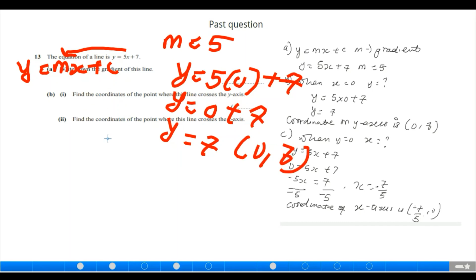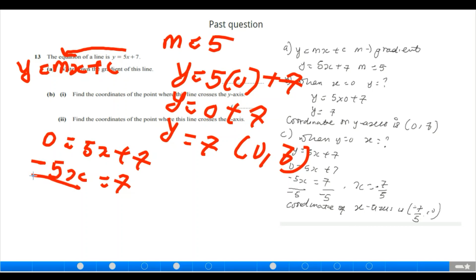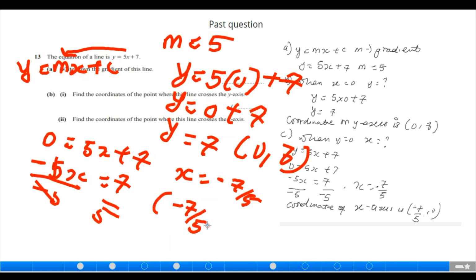And for the x-axis, when y is 0, what is x? 0 equals 5x plus 6. So 5x comes to the other side, and we have minus 5x equals 6. We divide both sides by minus 5, so we cancel minus 5. Our x is going to be minus 6 over 5. Now on the x-axis, when y is 0, x is minus 6 over 5.